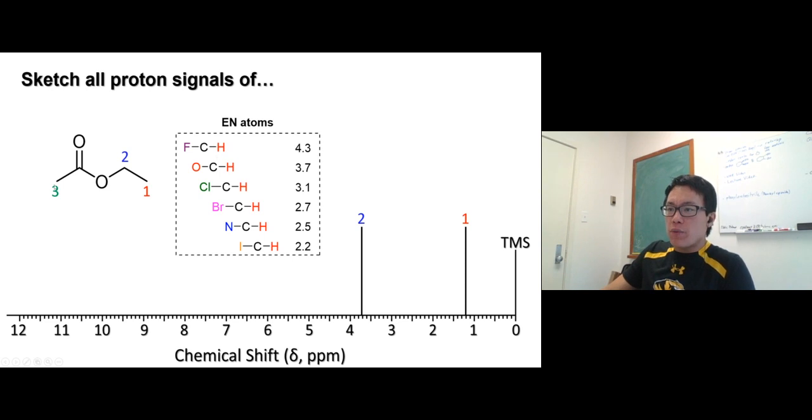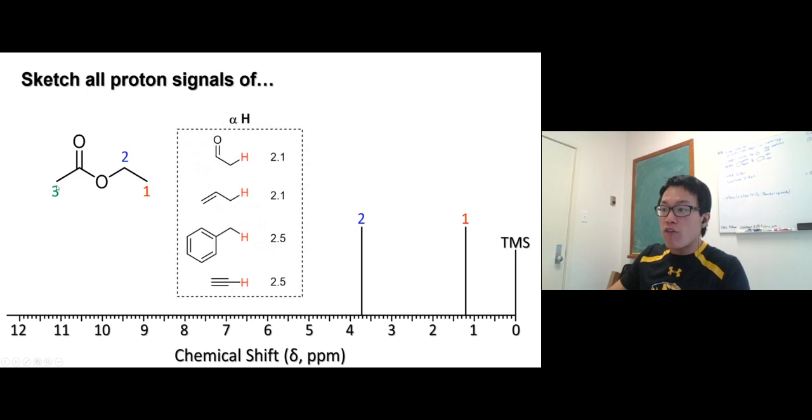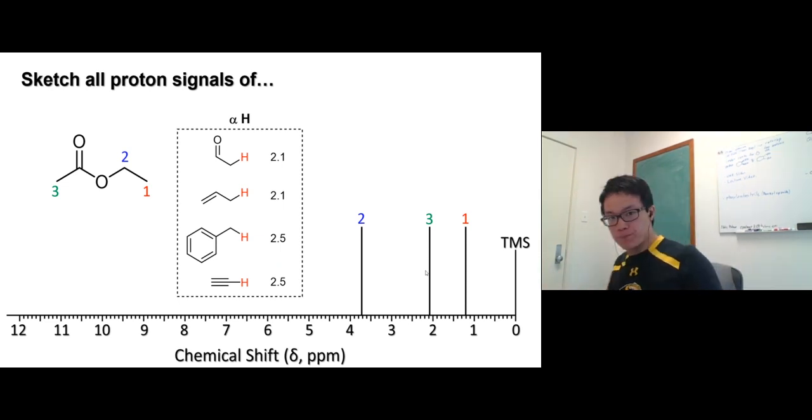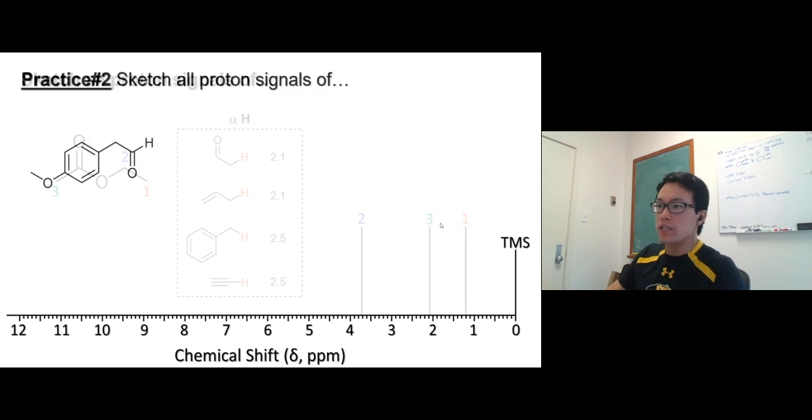Number three, CH3 right here, is not a regular proton. This is an alpha proton of a carbonyl, 2.1. Of any functional group, carbonyl or alkene, 2.1; benzene, so benzylic proton, 2.5. So I'm going to put 2.1 right here, number three. That's it. I want you to do the next one on your own and then check with me.